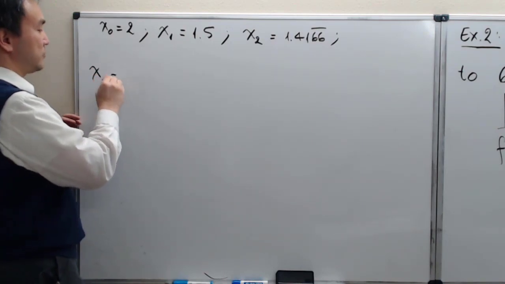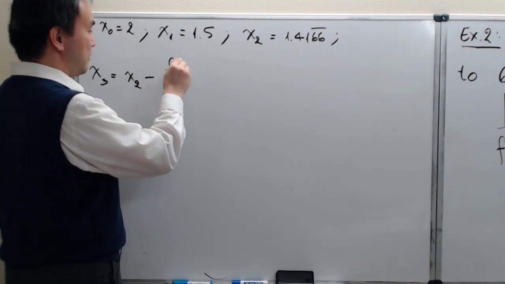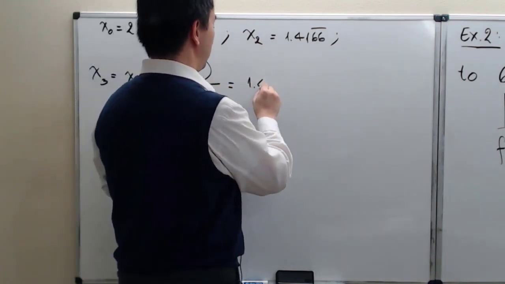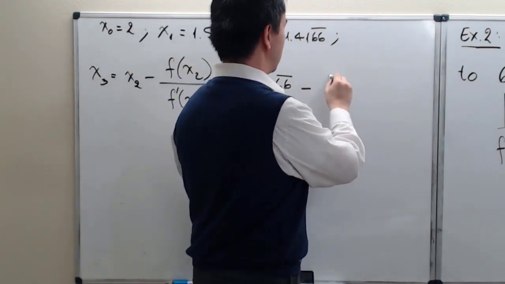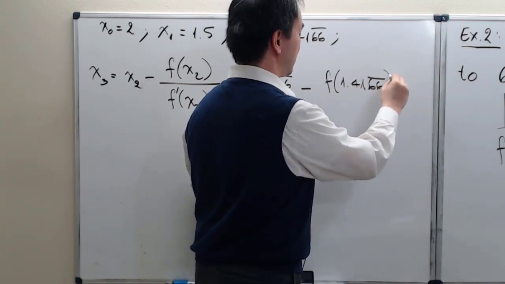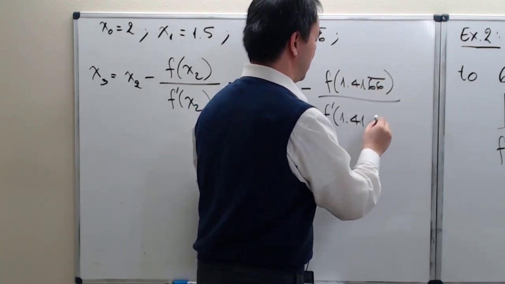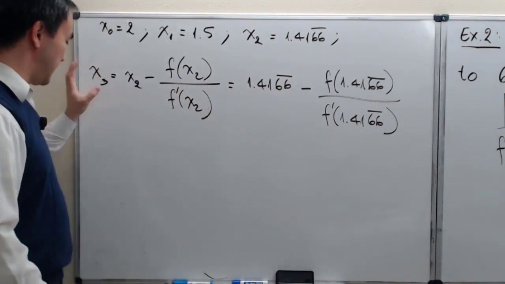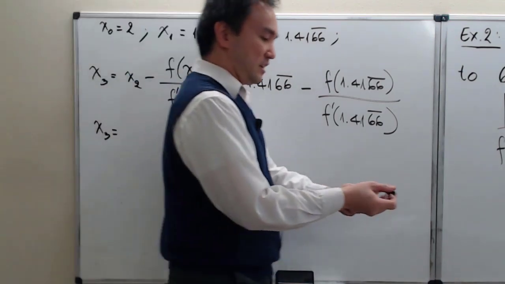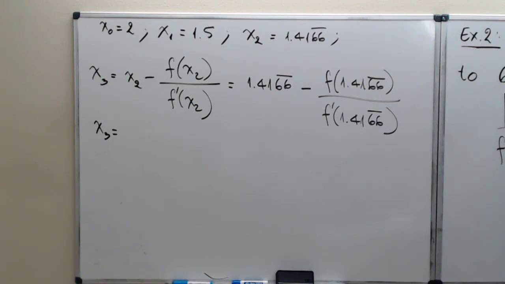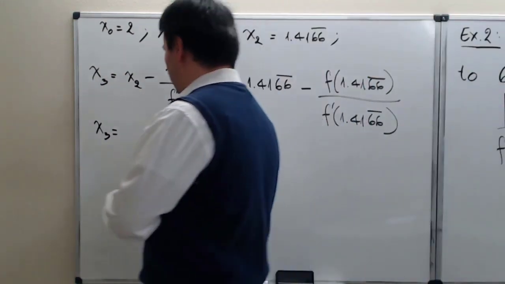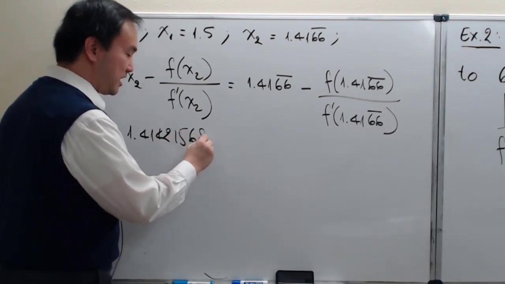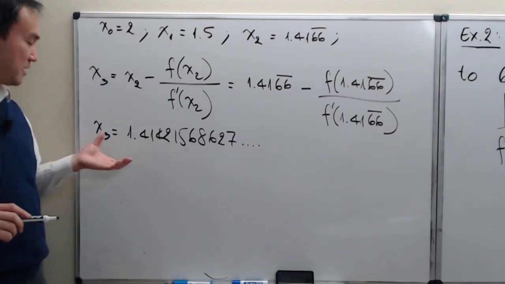My x3 value is x2 minus f of x2 over f prime at x2. That means we're looking at 1.41 with all the repeating 6, minus f at 1.41 with the repeating 6, divided by f prime at 1.41 with all the repeating 6. That's the calculation setup for our x3 value. So let's look at x3. I am going to again step away from my board for a quick calculation. All right, my calculation shows 1.4142, 1568627, and a lot longer. So that's my x3 value.